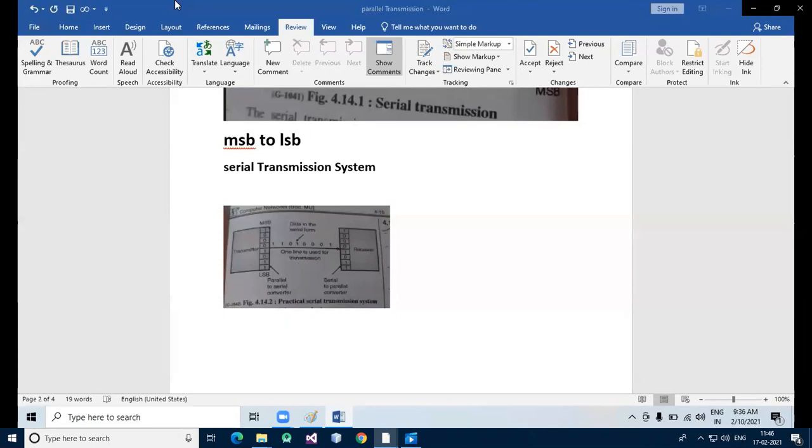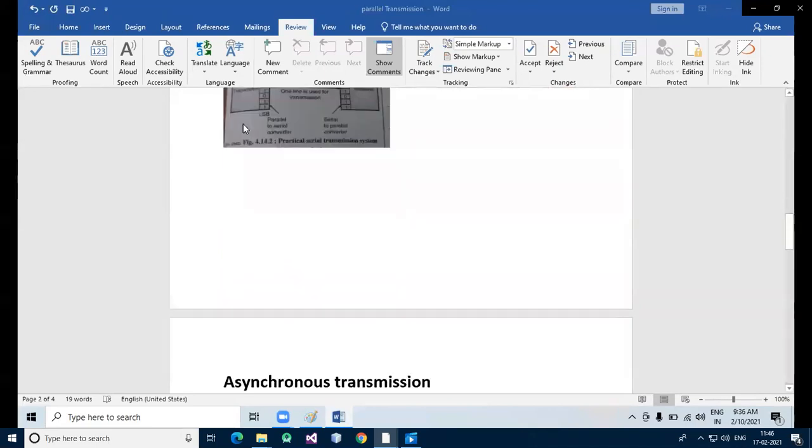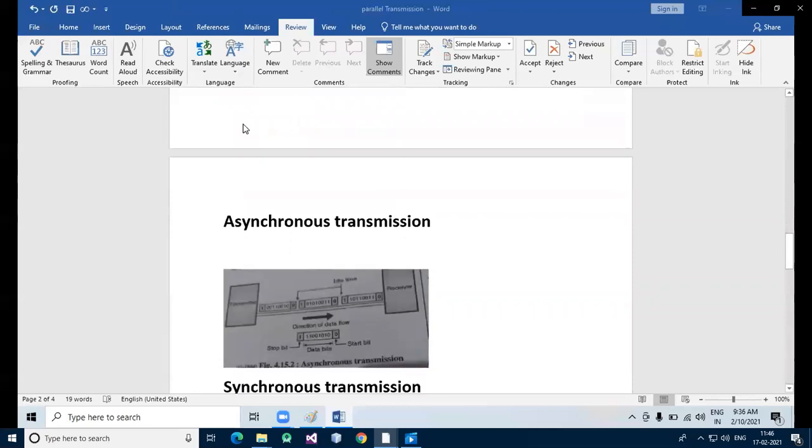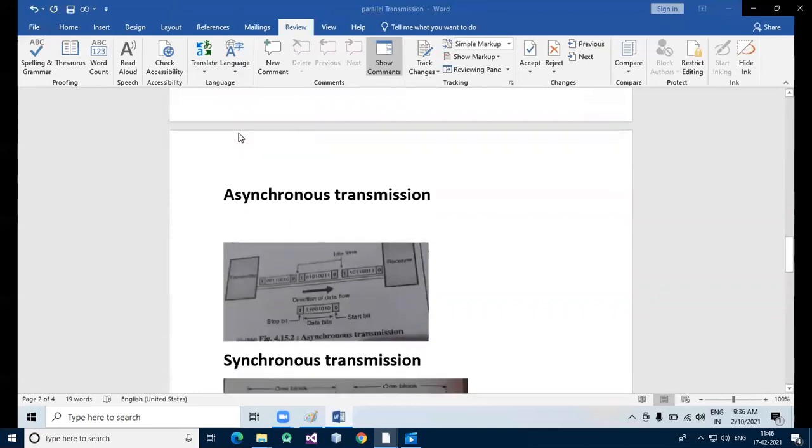Now the types of transmission. There are three types: asynchronous data transmission, synchronous data transmission, and isochronous data transmission. In asynchronous transmission, the transmission of a data byte can happen at any instance of time. Only one byte is sent at a time. After sending one byte, the next byte can be sent after an arbitrary time delay, as shown in this figure.